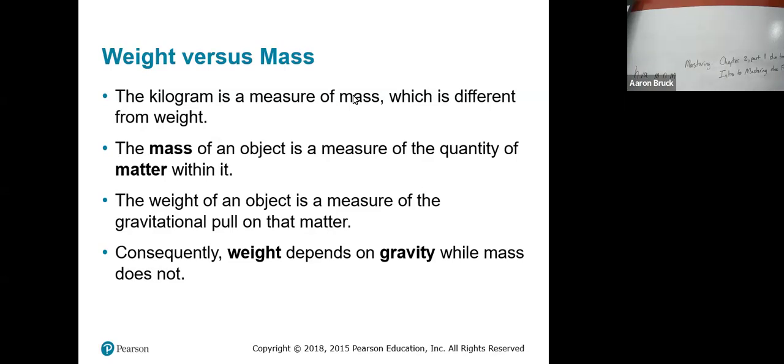Where it's different is when we start to think about, well, what is the effect of gravity on an object? Well, here on planet Earth, we have a certain gravitational force. The gravitational force has an acceleration of 9.8 meters per second squared. On the moon, there's a slightly different gravitational force. It's lesser. And so while two objects may have the same amount of matter, may have the same mass, they're going to have different weights. Same object is going to be heavier on planet Earth and lighter on the moon.